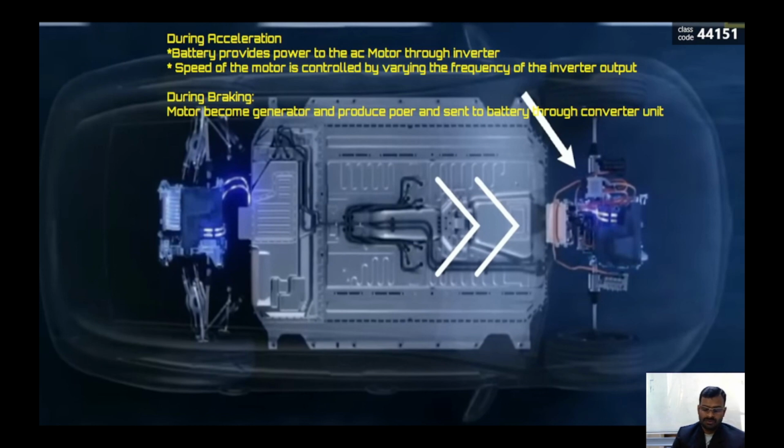How is the EV going to work, or operate? During acceleration and braking, I am just going to divide into two parts. Acceleration time, what is going to happen? The battery is going to provide power to the AC motor through the inverter. This is going to be a variable frequency supply, so that it can change the frequency and the speed of the motor. The speed of the motor is controlled by varying the frequency of the inverter output. This is what I said now.